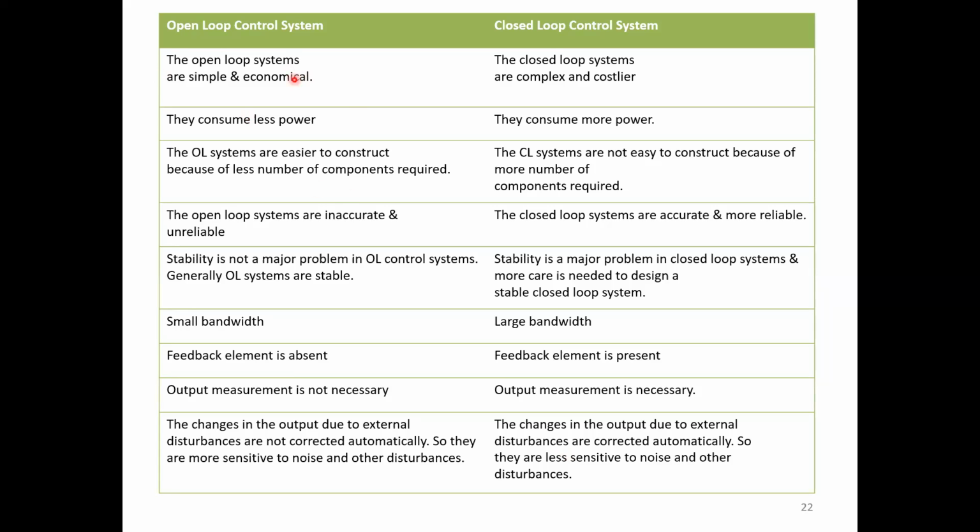Like first one, the open loop systems are simple and economical, and closed loop systems are complex and costlier. And open loop system consumes less power. On the other hand, closed loop system consumes more power. And the open loop systems are easier to construct because of less number of components required. And the closed loop systems are not easy to construct because of more number of components required. The open loop systems are inaccurate and unreliable. The closed loop systems are accurate and more reliable.